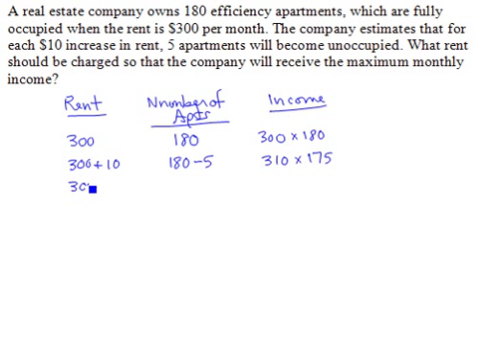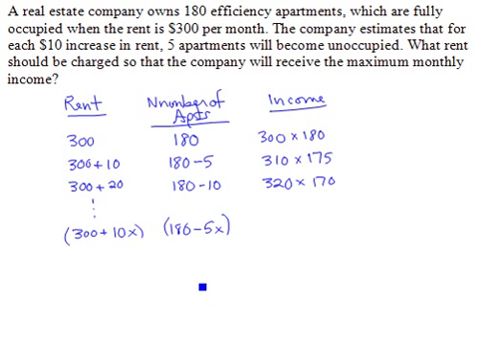If we continue looking at this pattern, if we were to charge an extra $20 in rent, then 10 units would become unoccupied, that's 170, and our income would be $320 per month, but only times 170 units. And so on. This pattern can continue if we take 300 plus 10x, where x is the number of increments of $10 that we're adding to the rent. Then 180 minus 5x will be the number of apartments that are occupied. Notice that will go down as x increases. And the product of those two will equal the income.